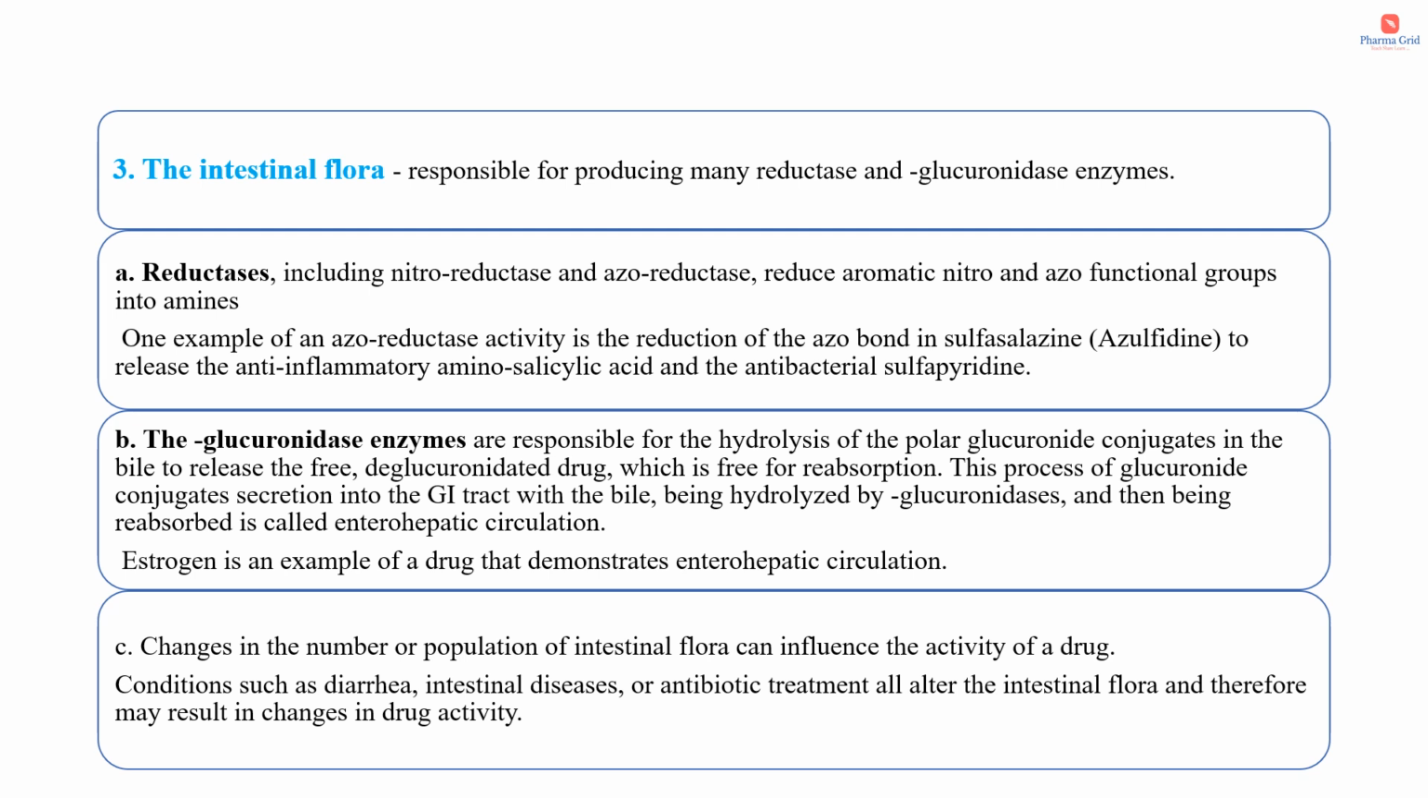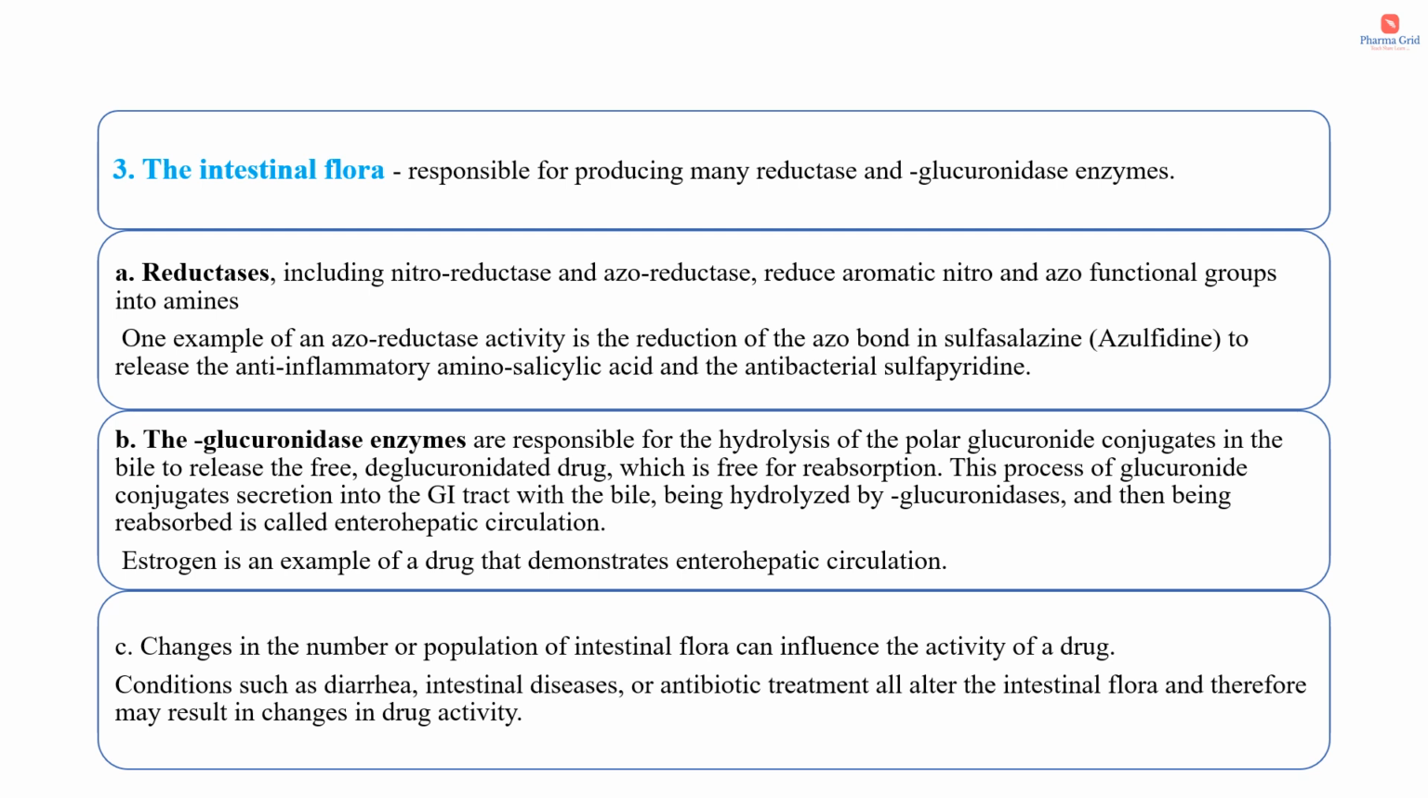So this hydrolysis is catalyzed or performed by these glucuronidase enzymes in the intestinal flora. Because of this hydrolysis, the 90% of the drug gets split into drug and the glucuronic acid, and the process repeats. And this to and fro motion from liver to intestine and intestine to liver is known as the enterohepatic cycling. So this process of glucuronide conjugates secretion into the GI tract with the bile being hydrolyzed by glucuronidases and then being reabsorbed is called enterohepatic circulation.